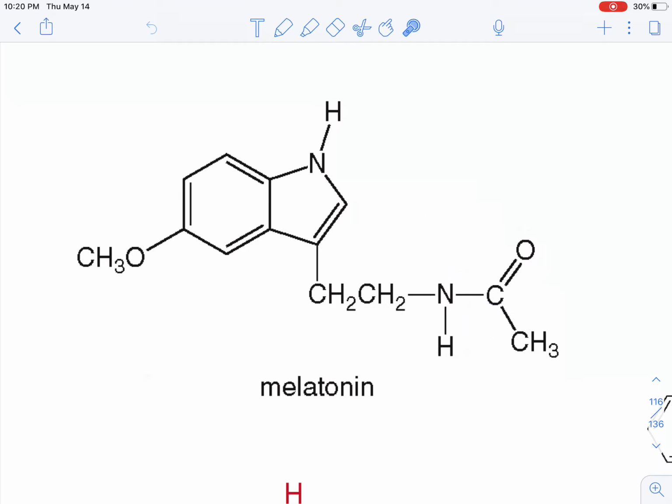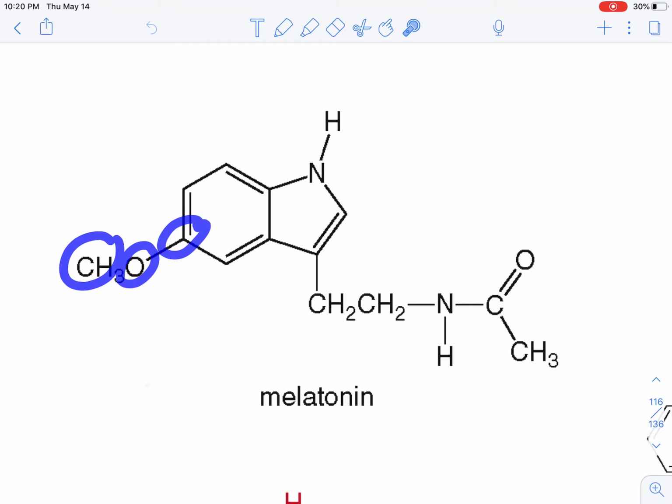And it's pretty common for a lot of these bioorganic molecules to have more than one type of functional group. And so here we see an amine in a heterocyclic form. And we also see an ether. So an ether is a carbon, oxygen, carbon.